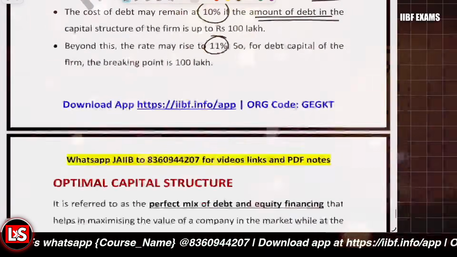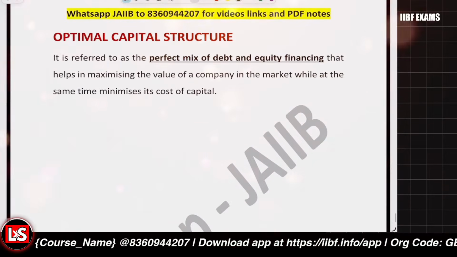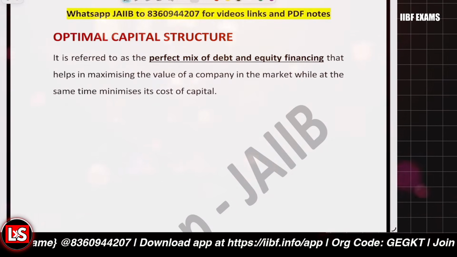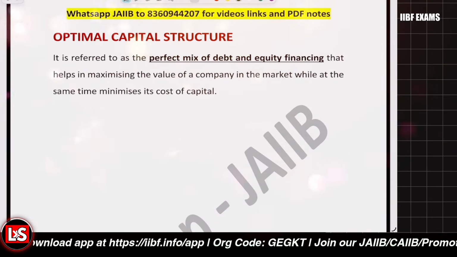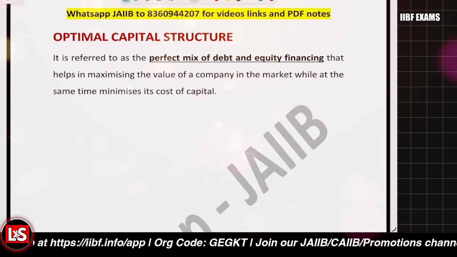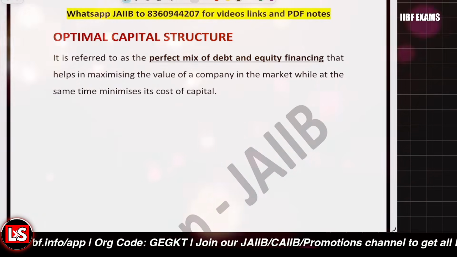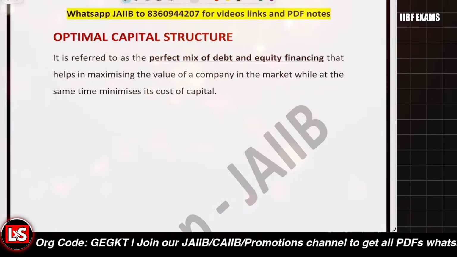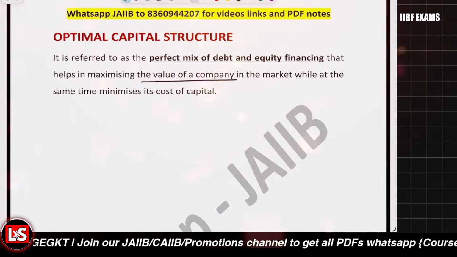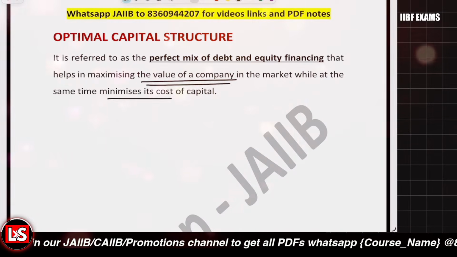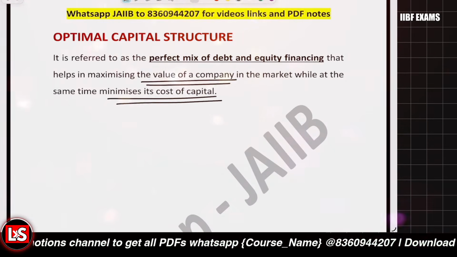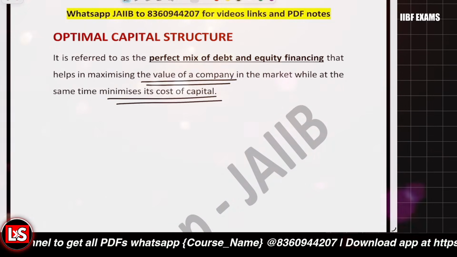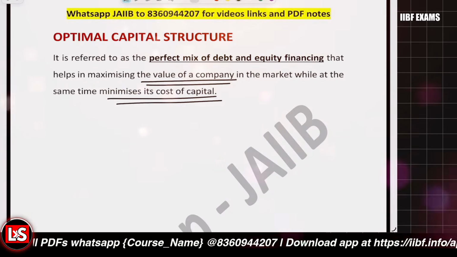Further after that, it's about the optimal capital structure. Optimal capital structure means the perfect mix of debt and equity financing. That perfect capital mix of debt and equity financing is going to help us maximize the value of the company, and further minimize the cost of capital. We can be minimizing the cost of capital and maximizing the value. Clear with it?